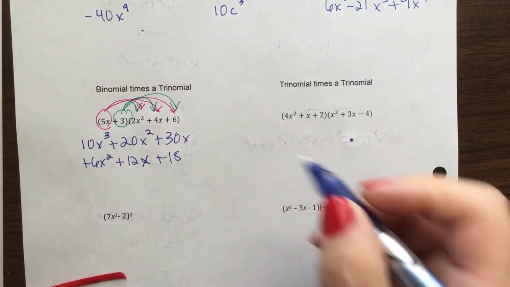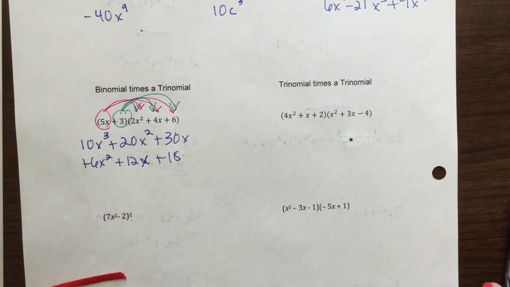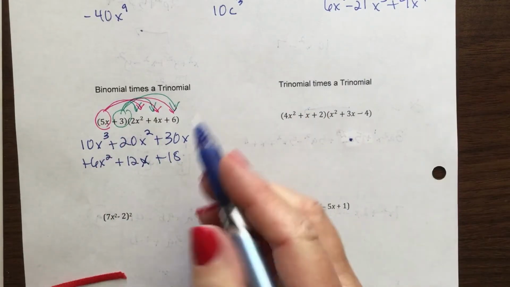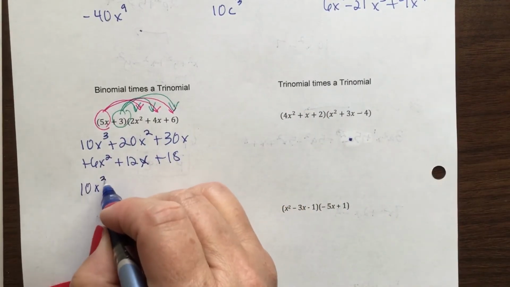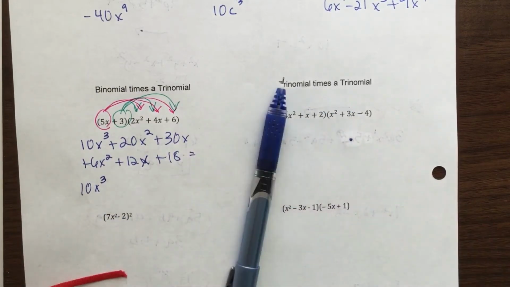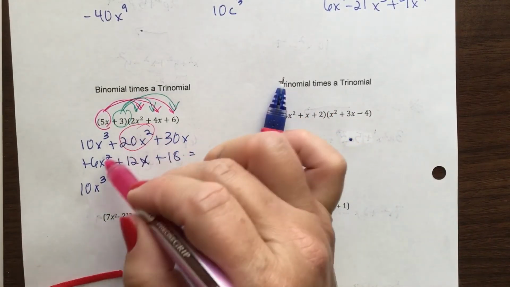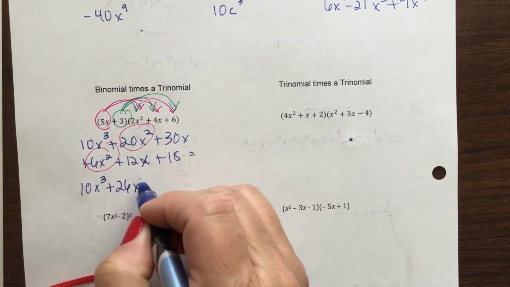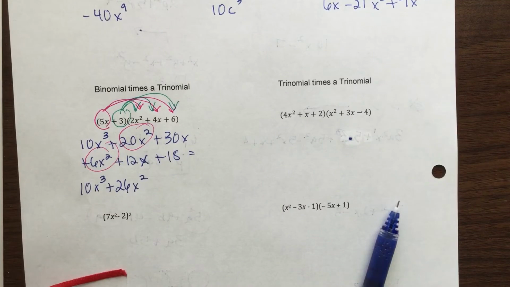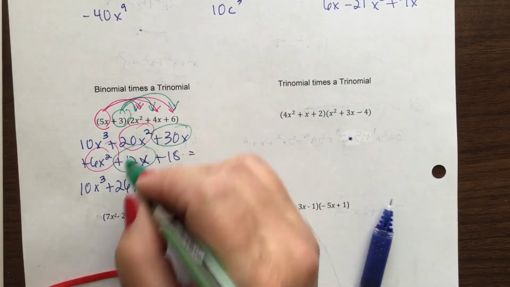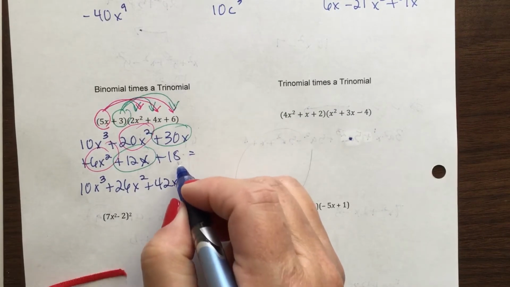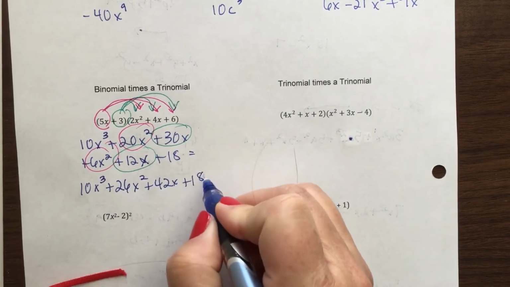And then what you want to do is any of them that you could put together, you want to put them together. So I don't see any other x to the thirds. So that one's going to stay 10x to the third. But here's x squared and here's x squared. So that's going to be 26x squared. Okay, then here's 30x and here's 12x. So that's 42x, and then 18 also didn't have anything to build with it.